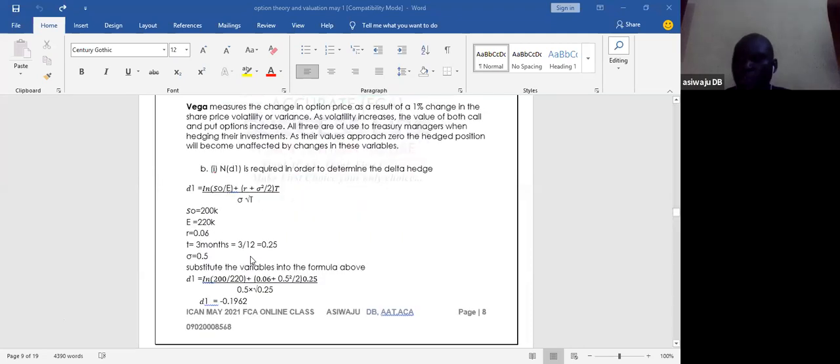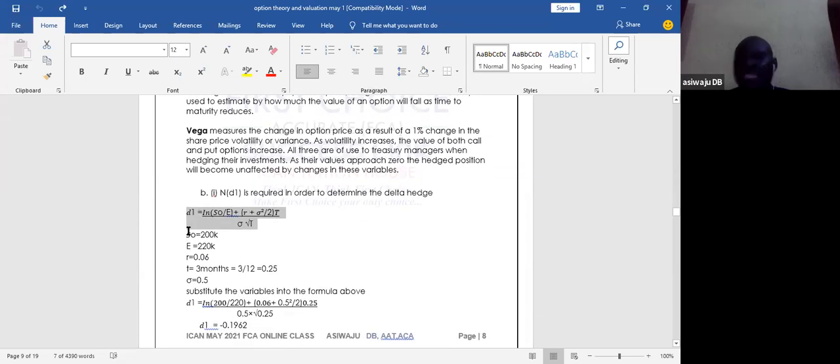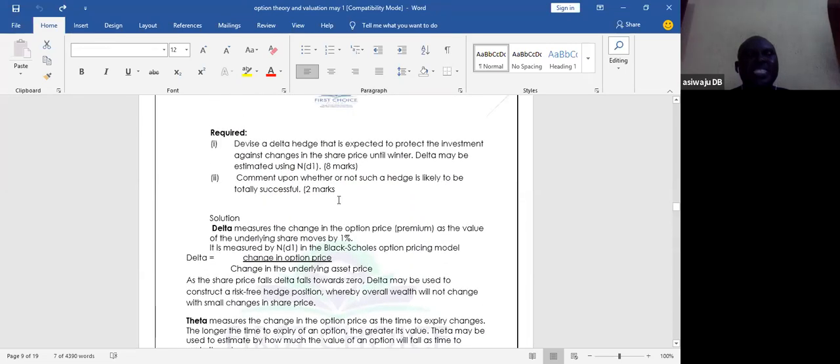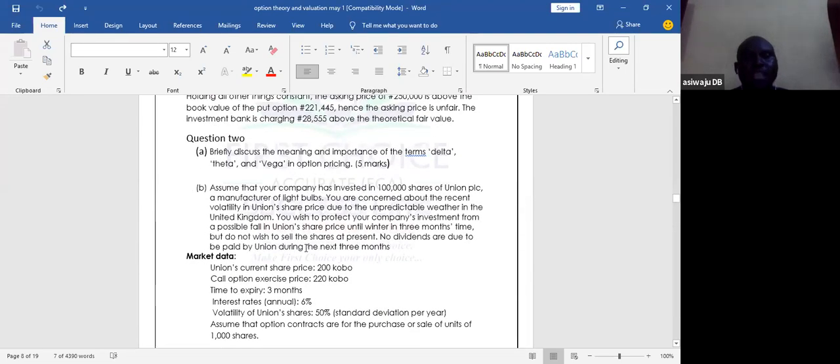Now, the first thing you need to do is to compute your ND1. You start by looking for your D1. Look at the formula for our D1. Now, quickly define your variables. Your S0 is the underlying asset price, which is given as 200 naira, sorry, 200 kobo.